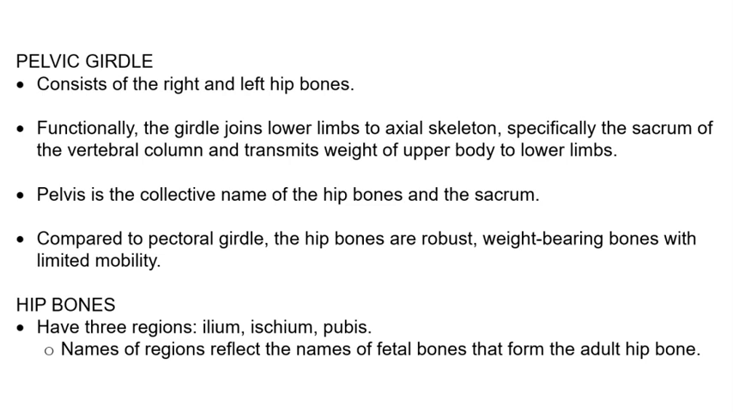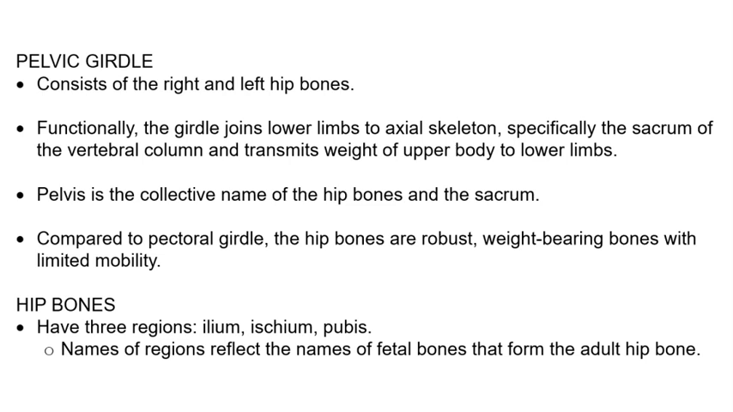The pelvic girdle consists of the right and the left hip bones. Functionally, the girdle joins the lower limbs to the axial skeleton, specifically the sacrum of the vertebral column. The girdle transmits weight of the upper body to the lower limbs through the hip joint.